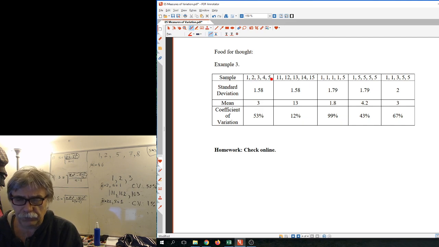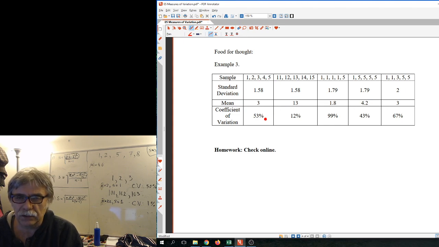1, 2, 3, 4, 5, and 11, 12, 13, 14, and 15 will have the same standard deviation. The average is the central value, 3 and 13, and the rest of the guys are going 1 left, 2 left, 1 right, 2 right. The same thing here, 1 left, 2 left, 1 right, 2 right. Okay, so the standard deviation turns out to be the same, but of course the means are different. The first one has a mean of 3, the second one has a mean of 13.